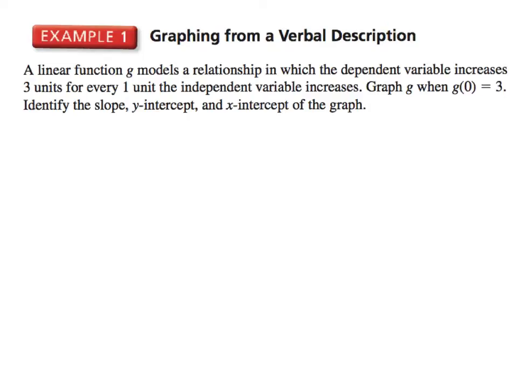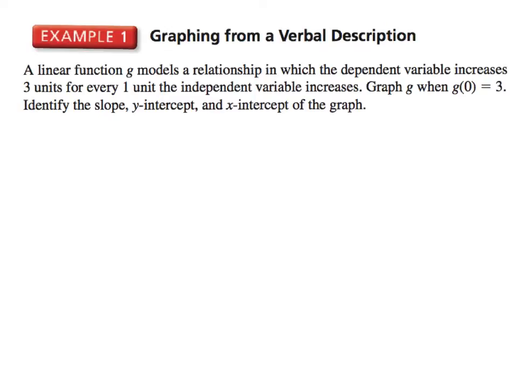So example 1, this is new, so I would suggest you write this down. You're going to graph from a verbal description. A linear function g models a relationship in which the dependent variable increases 3 units for every 1 unit the independent variable increases. Graph g when g of 0 is 3. Identify the slope, the y-intercept, and the x-intercept of the graph.